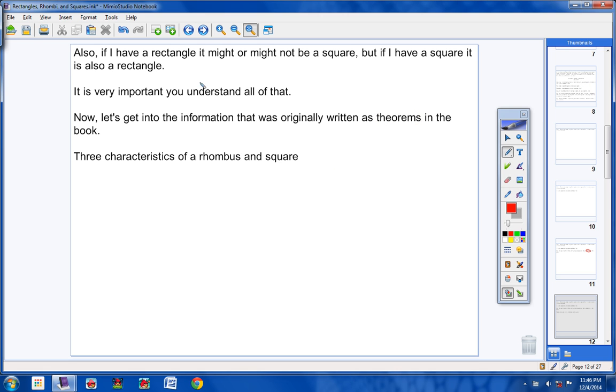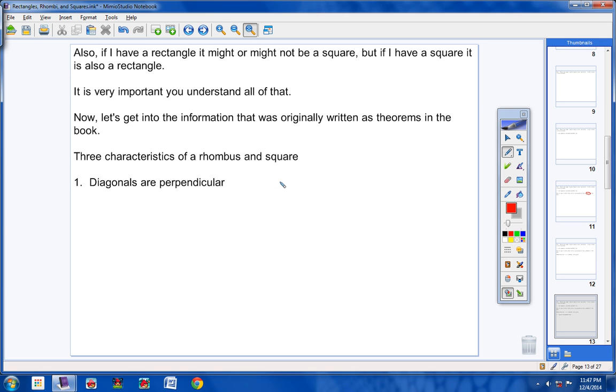So here we go. I want you to write down 3 characteristics of a rhombus and square. Okay? These 3 characteristics are for a rhombus, so they're also for a square, because when you have a square, you have a rhombus. So I want you to write this down, please. 3 characteristics of a rhombus and square. Here we go. Characteristic number 1.